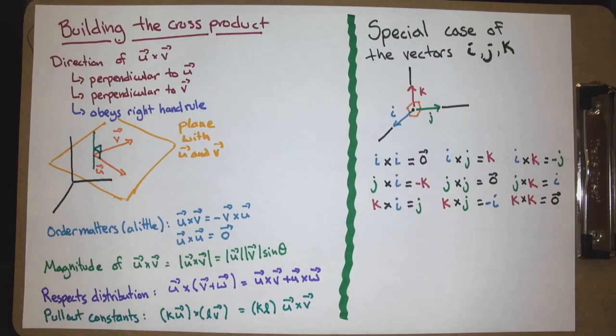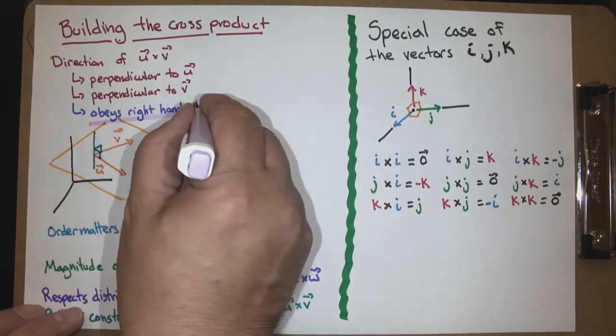But there's a catch. Which way do we go? If I have a plane and I want to be perpendicular, I could be going up or down. Imagine the xy plane. You could be going up the positive z-axis or down the negative z-axis. We have to have a way to be consistent and to choose. So there's a tiebreaker, and that's your right-hand rule.